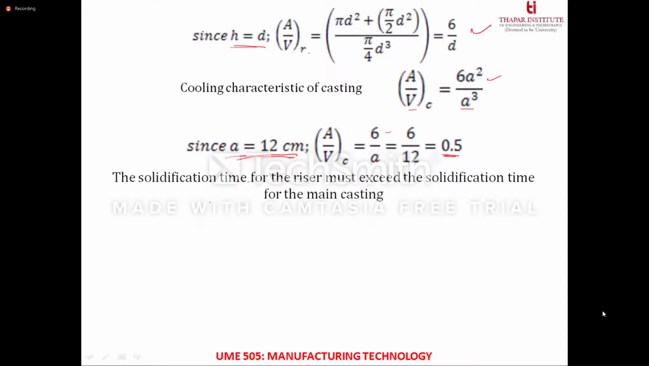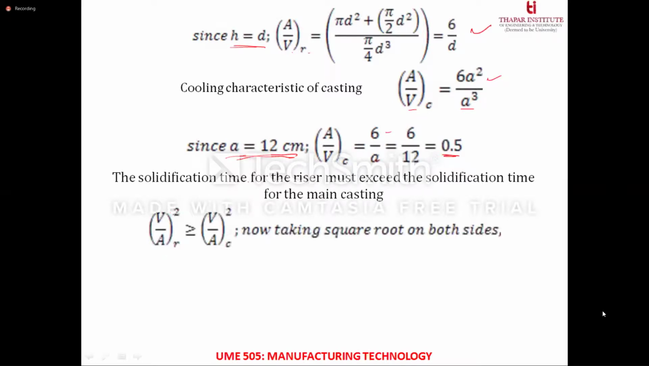Now, what is solidification time? What is the formula for solidification time? The formula for solidification time is (V by A) whole square. So this is the formula. Since we are using the same mold, C is going to be the constant over here, so the constant is going to be the same. So what is happening is (V by A) square of the riser has to be more than (V by A) square of the casting. Now if I take the square root of both sides, I have V by A of riser greater than V by A of casting.